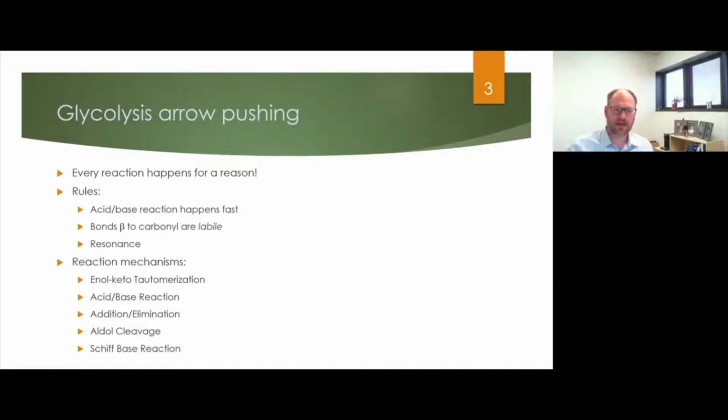The first one is that acid-base reactions happen quickly. The second is that bonds that are beta to carbonyl are labile, and that means they break easily. And the third thing is that resonance explains an awful lot of the reactivity that we're going to talk about. Resonance is an answer that you're going to hear a lot. So the mechanisms we're going to talk about are keto-enol tautomerization, acid-base reactions, addition-elimination, aldol condensation and cleavage, and Schiff base reactions.